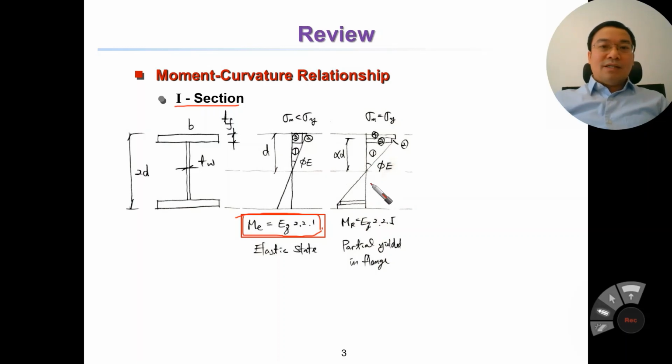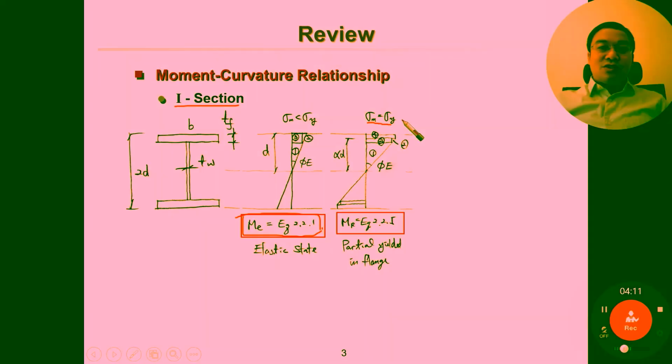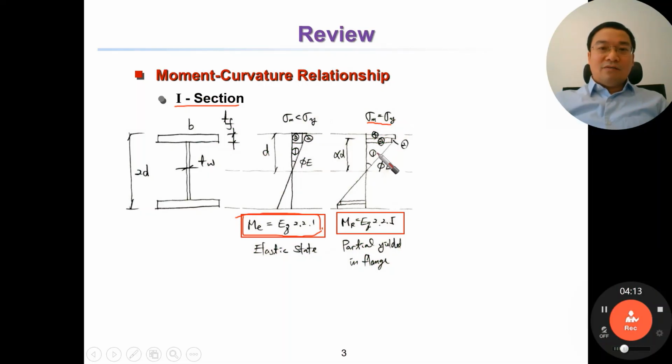For the elastic limit, we have sigma equal to sigma y, and again dividing the section into 4 parts, 1, 2, 3 and 4, and doing the equilibrium, then we can calculate My equal to equation 2 to 5 in the textbook.